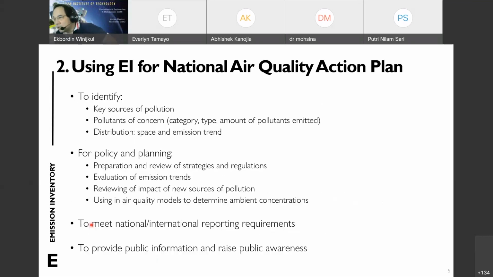Okay, so the use of emission inventory for the National Air Quality Action Plan.